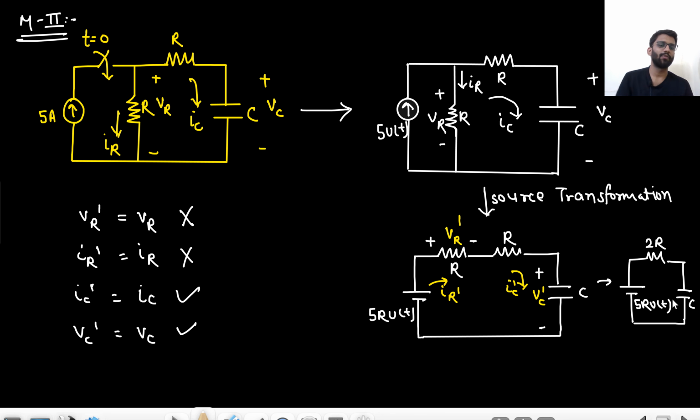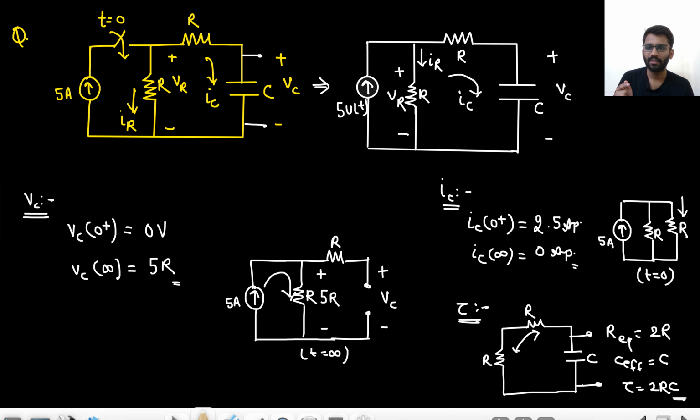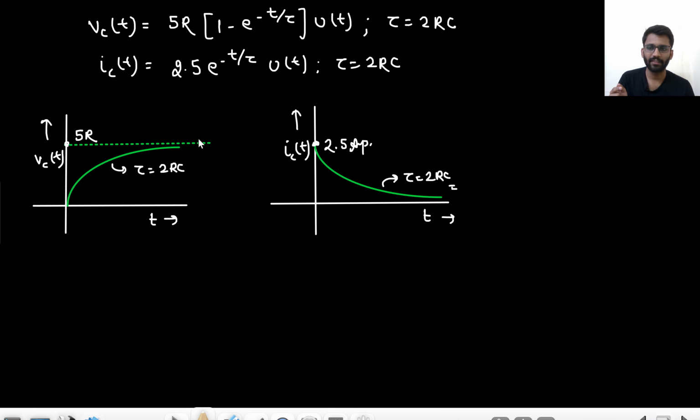So simply from 0 to 5R UT it will charge. So VC value will be from 0 to 5R UT, right? This VC value will rise from 0 to 5R. So where is VC? VC(t) is rising from 0 to 5R.